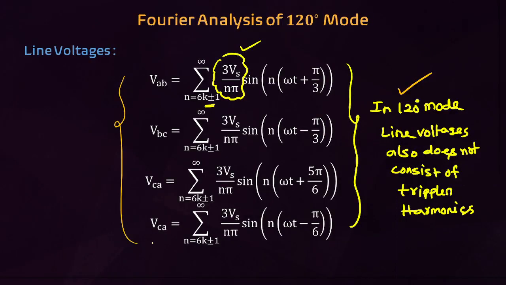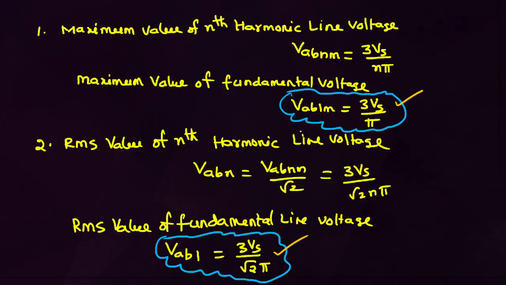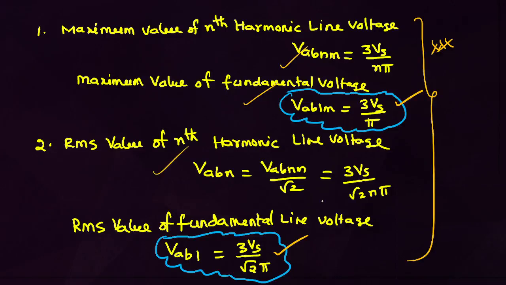And this is the line voltage analysis. Mainly these formulas are important. This is the line voltage formula. What is the maximum value of nth harmonic line voltage? That is 3 Vs by n pi. What is the maximum value of fundamental line voltage? 3 Vs by pi. RMS value of nth harmonic line voltage? 3 Vs by root 2 n pi. Here the phase RMS value, fundamental value, and even for line, RMS value, fundamental value, you also have to consider. Maximum value, fundamental value, RMS value, fundamental value. These formulas mainly you have to consider.